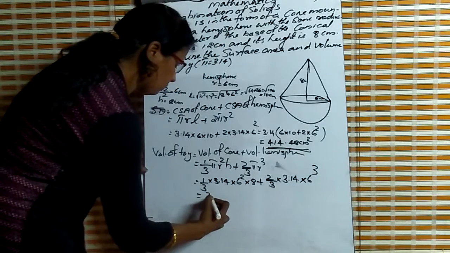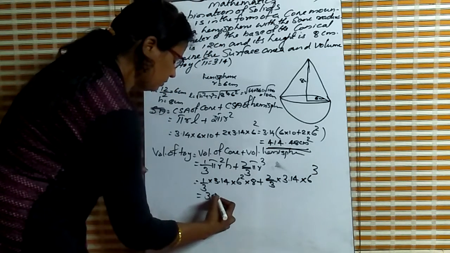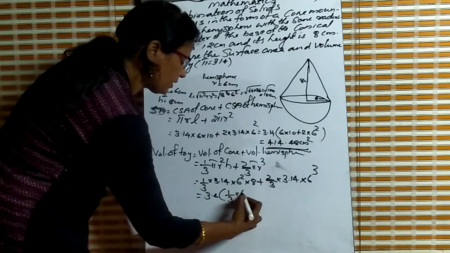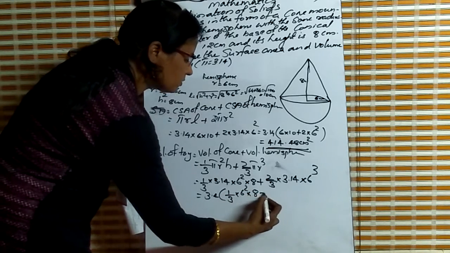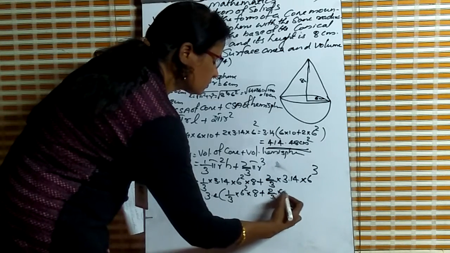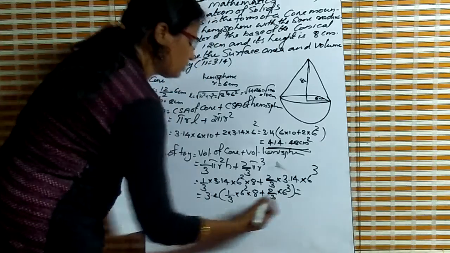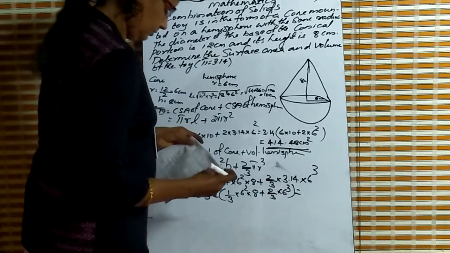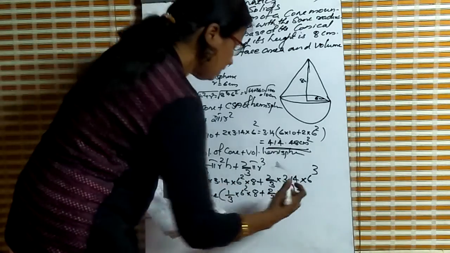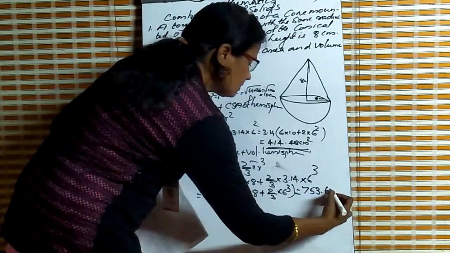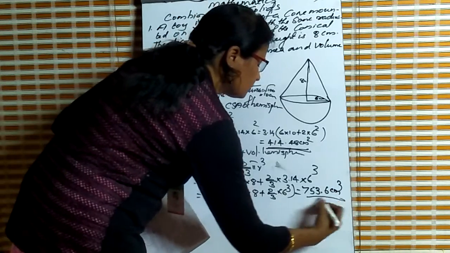Take 3.14 common, then 1 by 3 into 6 square into 8 plus 2 by 3 into 6 cube is equal to 753.6 centimeter cube.